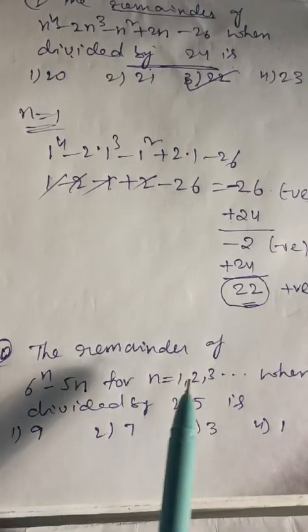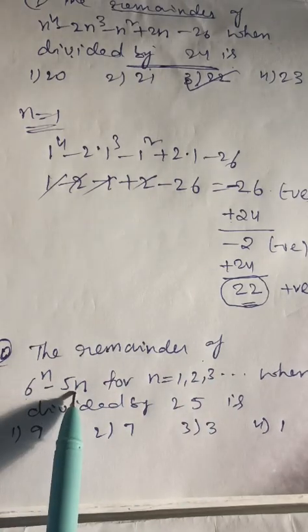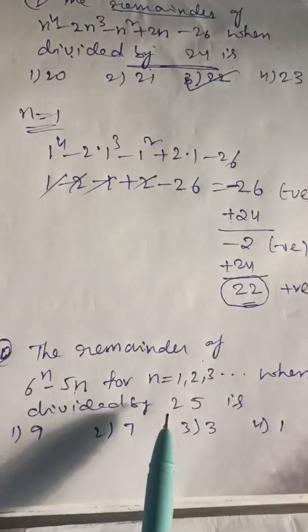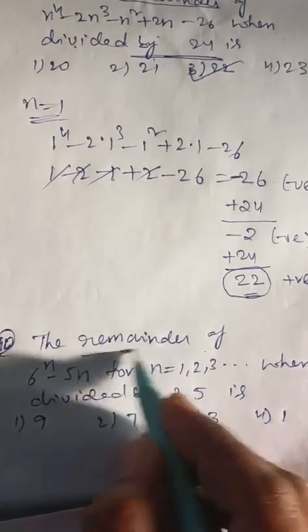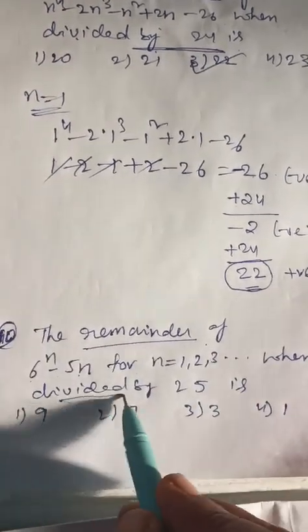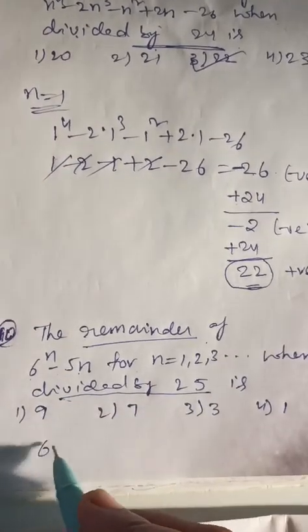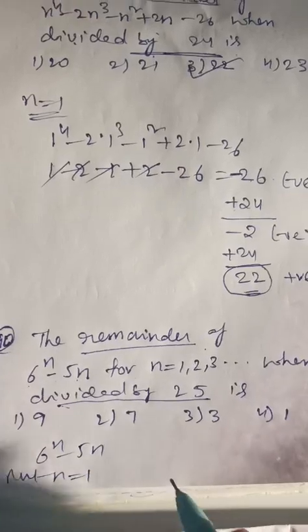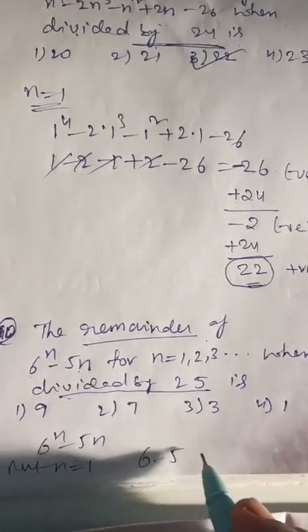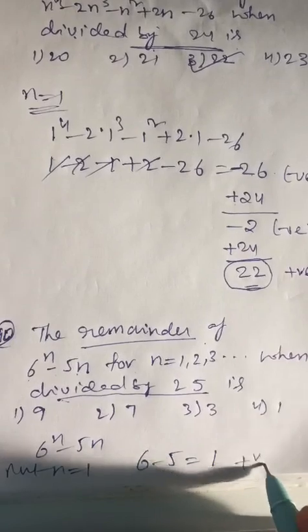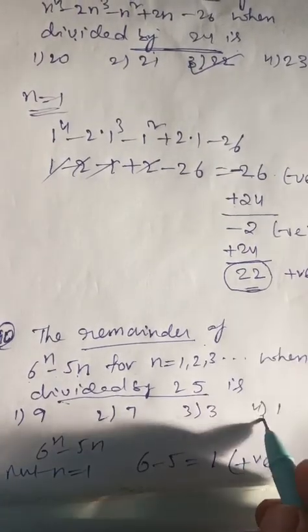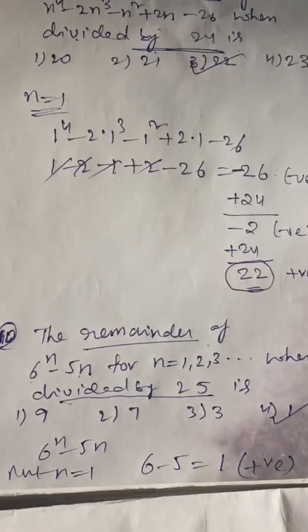Next one, the remainder of 6 power n minus 5n for n equal to 1, 2, 3, and so on when divided by 25. So here again a remainder question, divided by 25. Okay, take the given function, put n equal to 1. Then this will be 6 minus 5, we got a positive value. So if you get a positive value, that will be the remainder. So 1 is the remainder for this question.